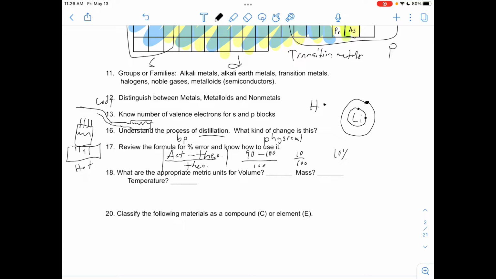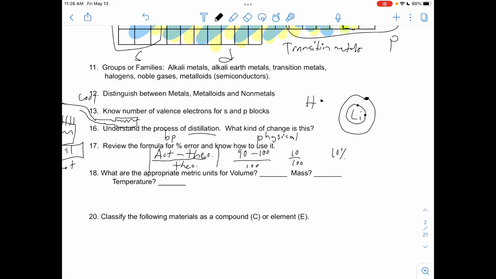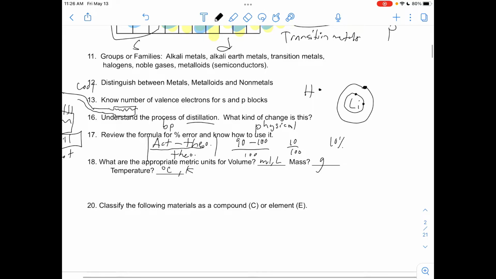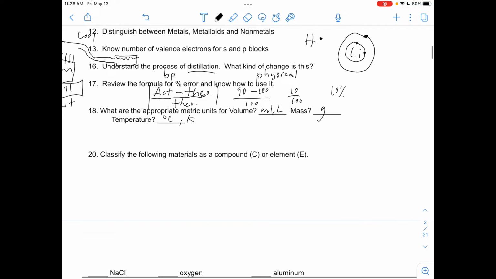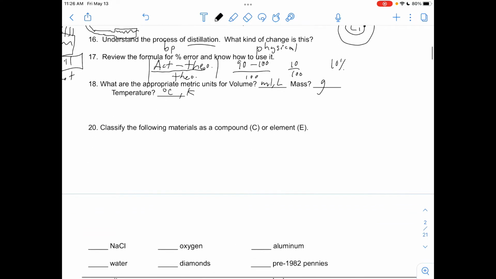Okay, appropriate metric units for volume. We use either milliliters or liters. Mass would be grams. Temperature, we use degrees Celsius or sometimes Kelvin. We don't use Fahrenheit. More on that when we get to gases.